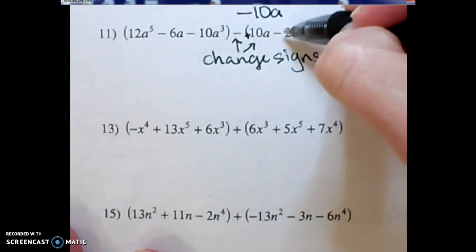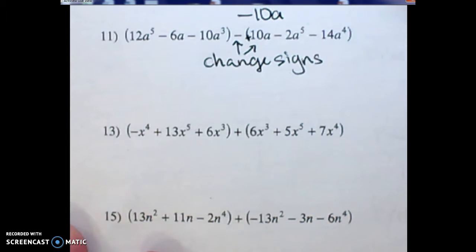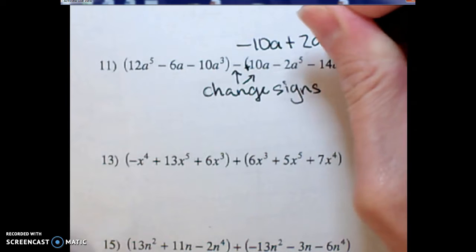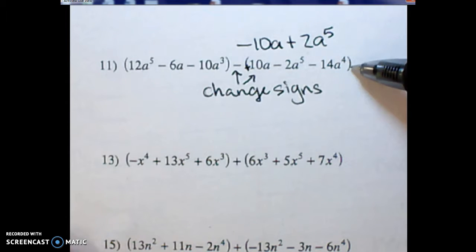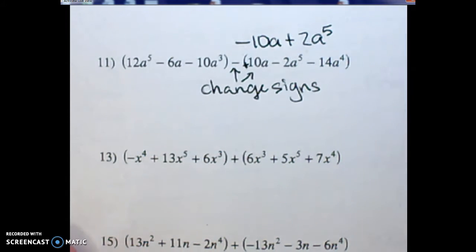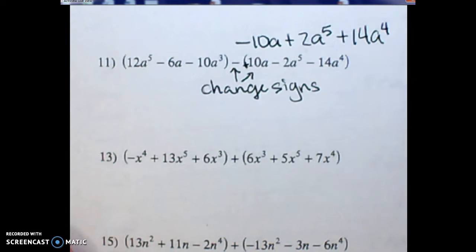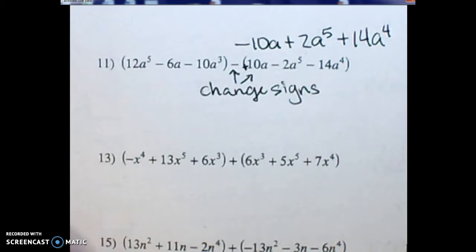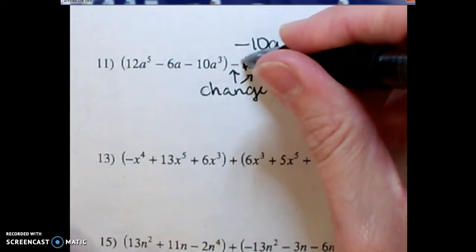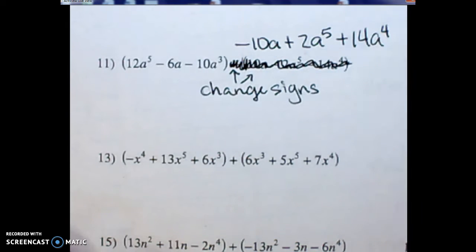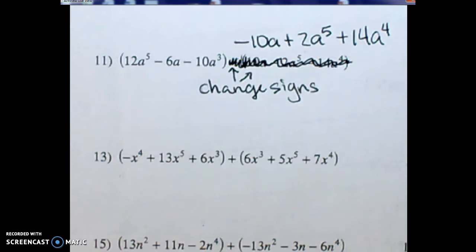The 2a to the fifth already had that minus sign, so I'm going to change that to a plus. So plus 2a to the fifth power. And then I had minus 14a to the fourth, which is now going to change to be plus 14a to the fourth power. Once I have it all rewritten, I'm going to cross off my parentheses. I'm also going to cross off the subtraction sign that was in the middle because I already blended it through the problem.